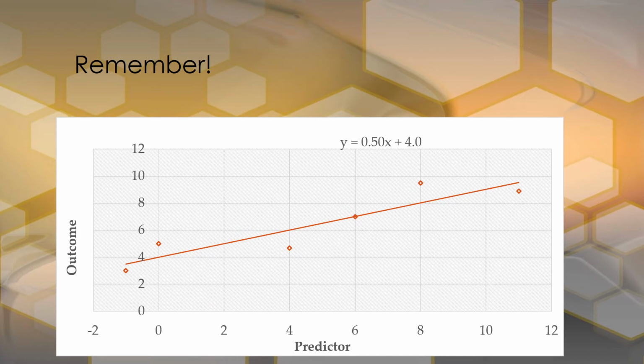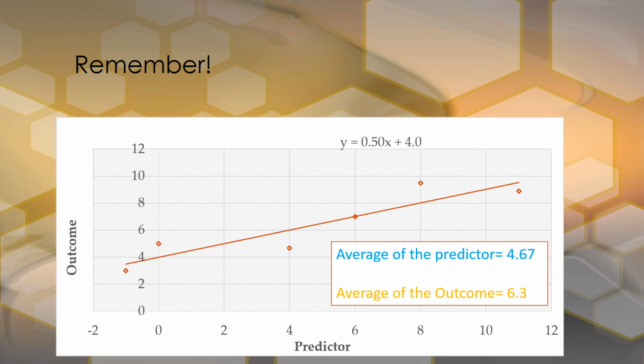So you should remember, I told you this before, that the averages will be on the line. So here are the averages for this example. For the predictor variable, the average is 4.67. So if we put a line there, it goes there. And the average of the outcome is 6.3. If we put a line there, it goes right here. And if we put a dot where those intersect, it's about right here. And you can see that dot is on that line.